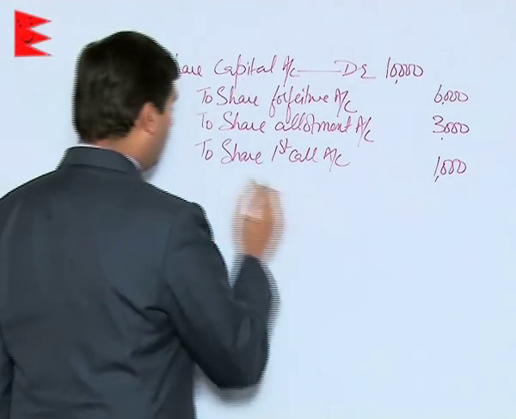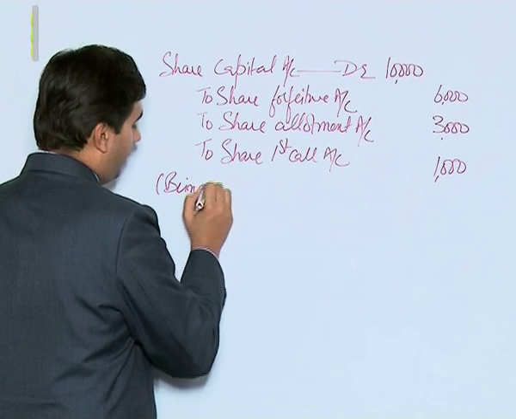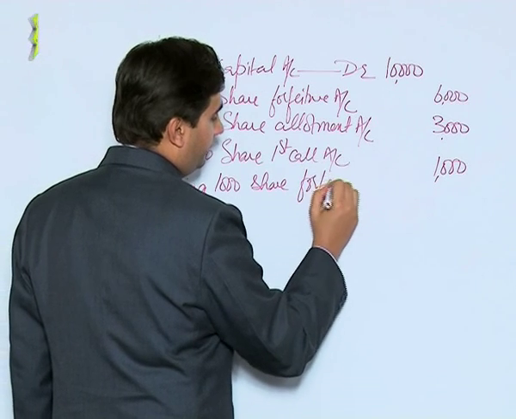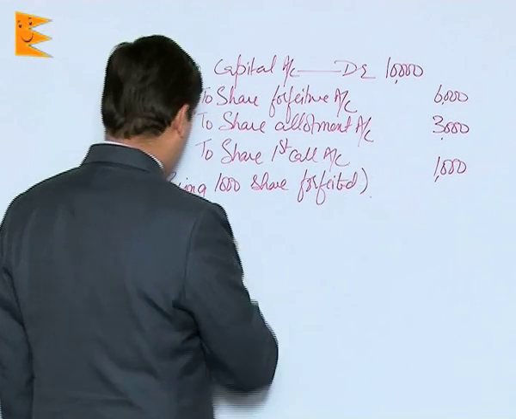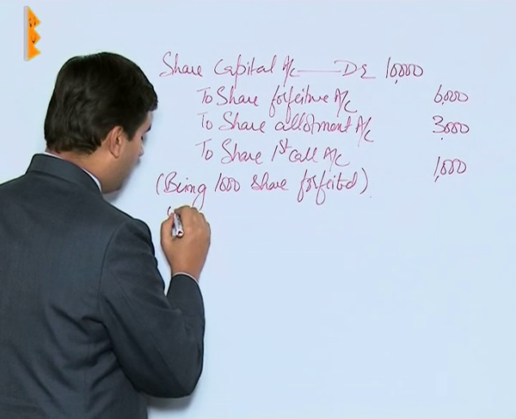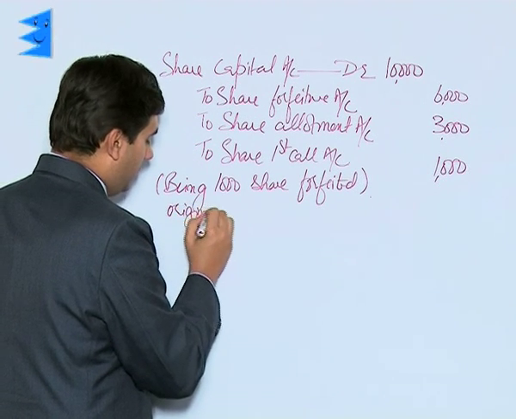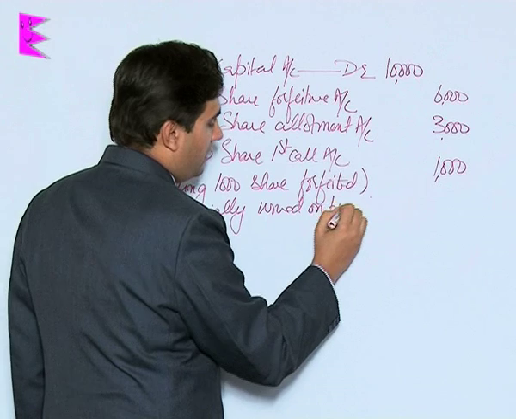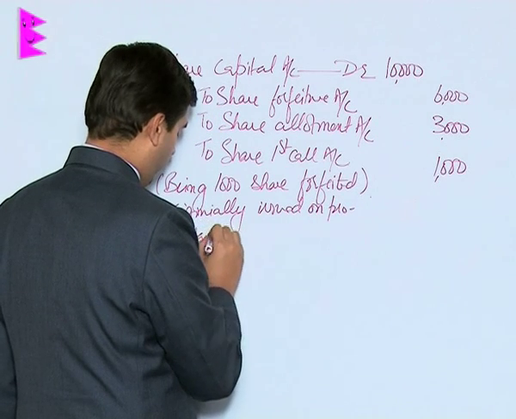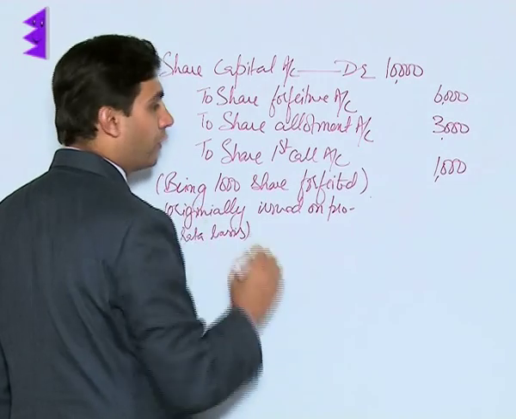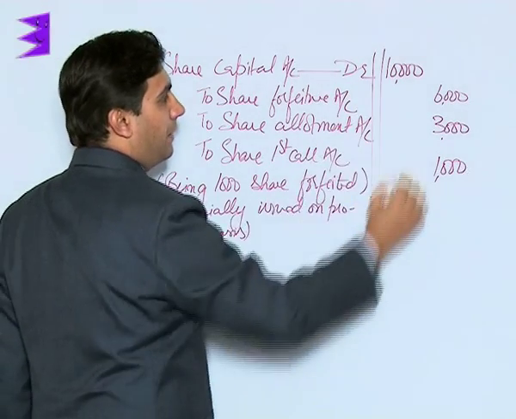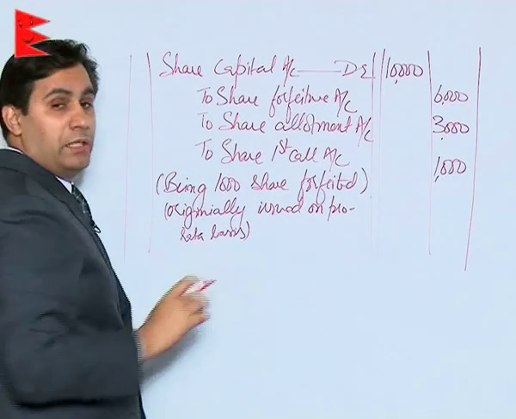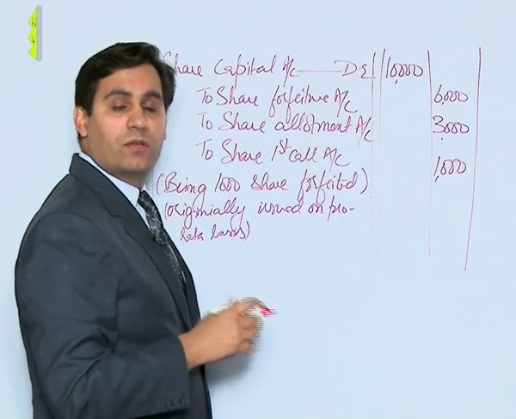Now, the narration for this would be, being 1,000 shares forfeited. And we can mention originally issued on pro rata basis. Right? This is for your own judgment. And remember, this journal entry would be in the proper format of journal. The remaining part for reissue of these shares would be same.